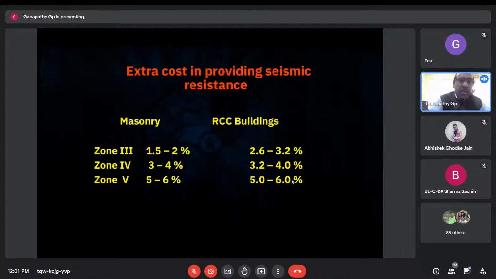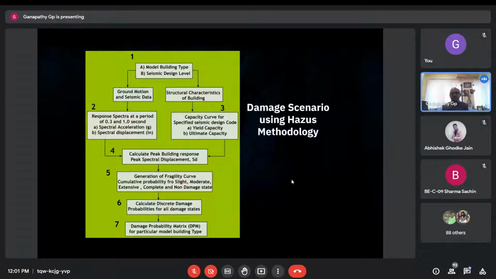So, if you want to construct an earthquake-resistant building, if you are in zone 3, you can spend only 2% of your total cost. If it is an RCC building, you can spend only 2.6 to 3.2% of your total cost. Okay. So, even if you have all these things, we are not able to predict earthquakes as of now. Prediction in the sense that I'm not able to tell what time, what magnitude, and where an earthquake is going to hit you. That is not possible as of now.